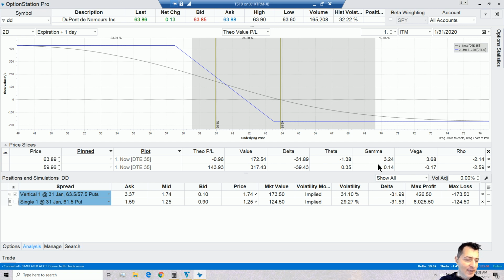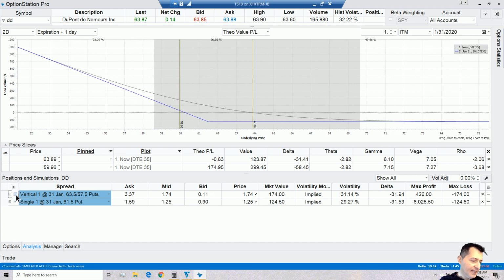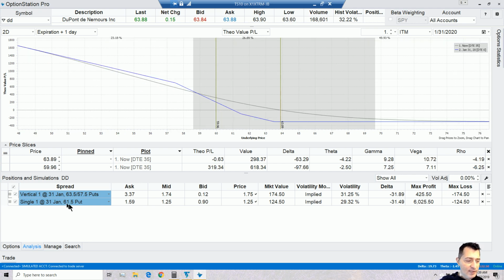Now, of course, I also have less pain based on the time decay. I'm losing $1 a day, whereas if I do the long put, as you can see, I'm losing almost $3 a day. So it really depends on your preference. If you don't really care much about the time to expiration and you are very confident about this move to take place, then buying the 61.5 put would make more sense.